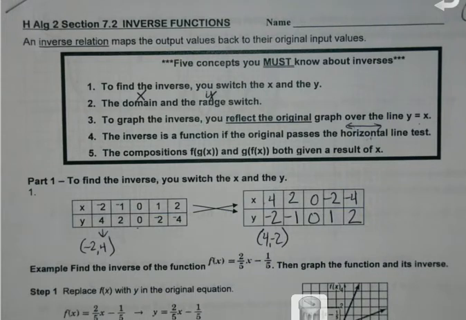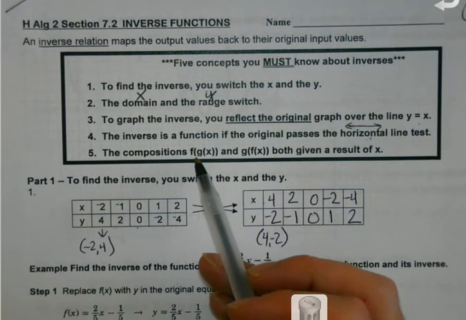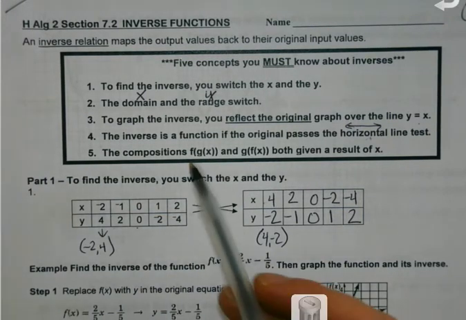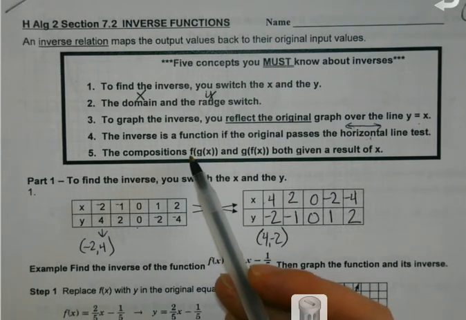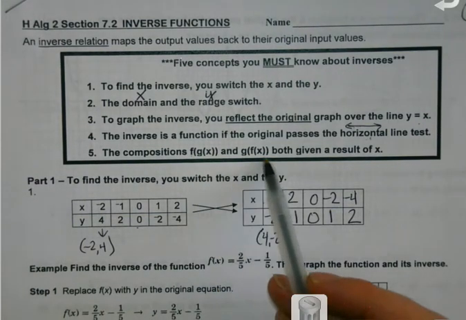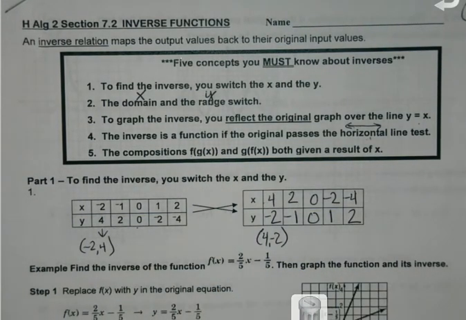And then, oh, here come the compositions again. So we get to see them again if some of you are still trying to sneak by and not think you're going to need them. f of g of x and g of f of x both give a result of x. If you plug one into the other, you get x out as the answer. And we're going to take a look at that too. Okay, so we looked at part 1 here.